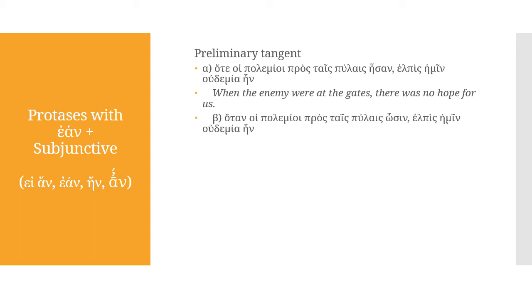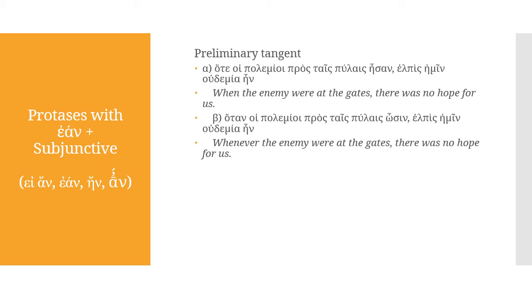Beta. Hotan hoi polemioi epi tais pulais ōsin, elpis hēmin oudemia ēn. Hotan, whenever the enemy were at the gates, there was no hope for us. So we've shifted to hotan and then we get ōsin, subjunctive, hupotaktikē. The elpis hēmin oudemia ēn, there was no hope. Again, we're past referring, and I'm saying whatever point it was that the enemy were at the gates, and perhaps I don't know, but I know that they were, and so the time in view is indefinite. I know that the event happened because there was no hope at that point, but I don't know exactly when.